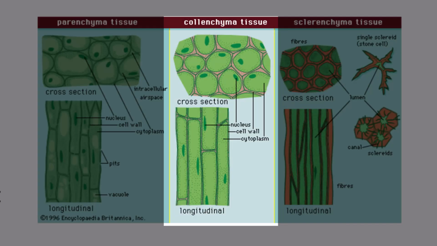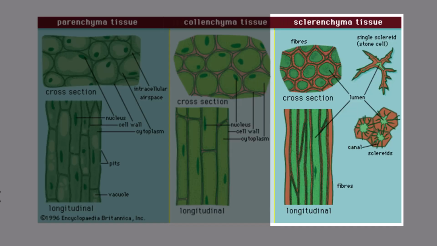Collenchyma occurs in layers just beneath the epidermis of dicot plants, either as a continuous band or in patches. The cells have unevenly thickened walls, especially at the corners, due to deposits of cellulose, hemicellulose, and pectin. They may contain chloroplasts, lack intercellular spaces, and provide flexible mechanical support to growing parts of the plant such as young stems and leaf petioles.